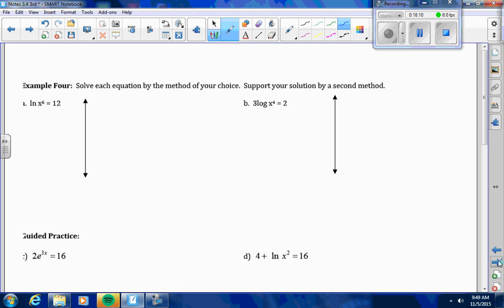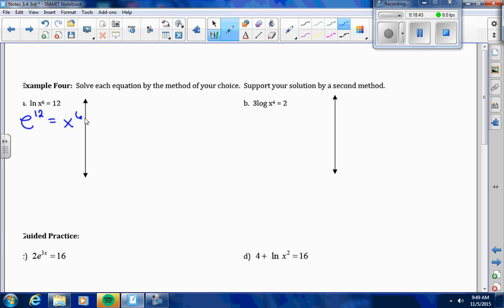On example 4, solve each equation. And again, on these, there's two different methods of solving. The first one we're going to solve is natural log of x to the 6th equals 12. So what do you think first? Change to exponential? Okay. So if I'm changing to exponential, what to the what? E to the 12th equals x to the 6th.